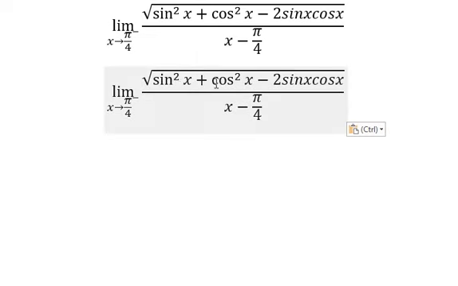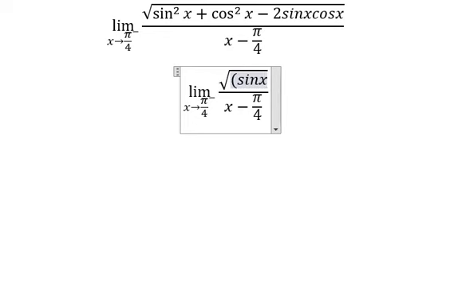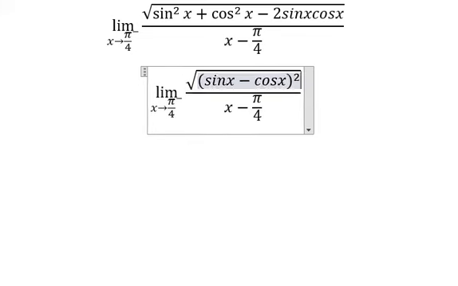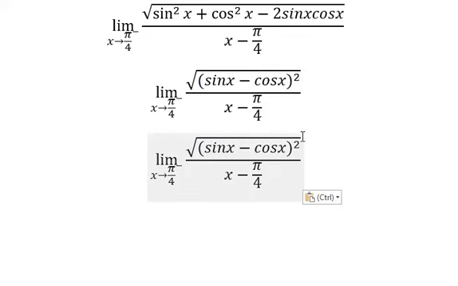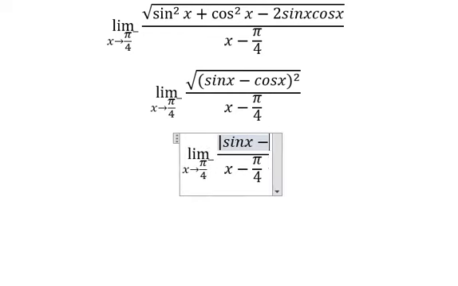About sin x squared plus cosine x squared minus 2 sin x cosine x. This is about identity. So we can change into sin x minus cosine x to the power of 2. Next, the square root and the power 2 we can change into the absolute value of sin x minus cosine x.